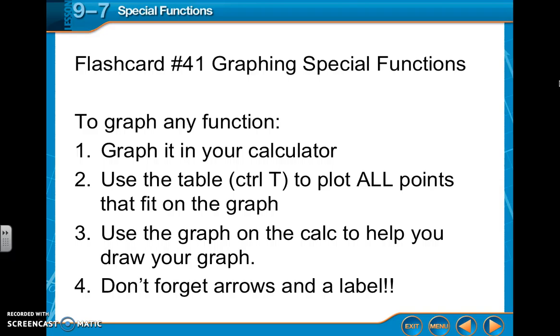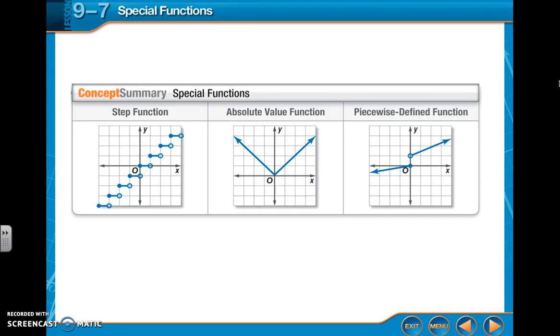Okay, once you've graphed the given graph, you want to make sure you have arrows and a label on the graph. Okay, so we're going to focus on three different types today. For this presentation, we're going to focus on step, absolute value, and piecewise. We're also going to look at different situations like square root graphs, cube root graphs, cubic graphs, and even maybe some other things that we really haven't seen a lot before. But these three are the three we're really going to look at for this presentation, just so I can kind of show you what I mean about using the calculator to help you.